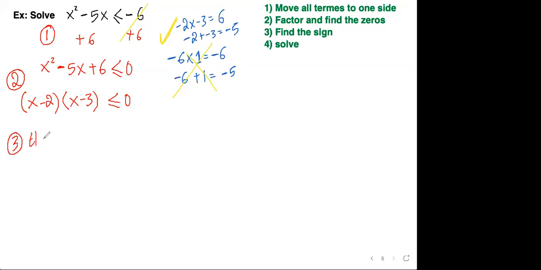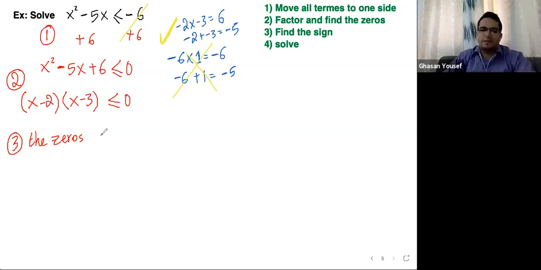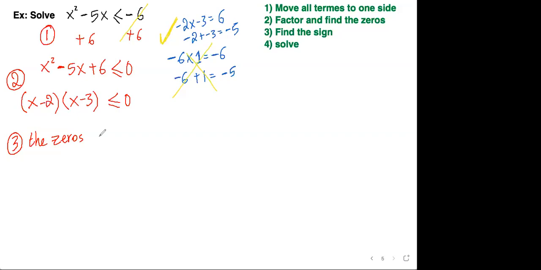You do x minus 2 less than or equal to 0. And then you do x minus 3 less than or equal to 0. You just set each factor, just set each one, and then you put it in the equality to 0.